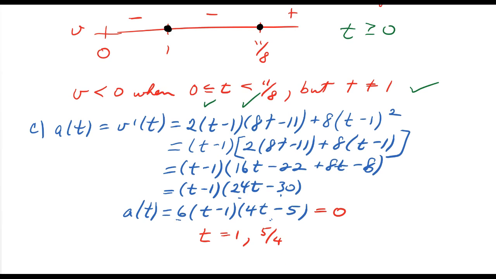Now, the question that we want to answer is, when is the particle moving to the left? In other words, when is the velocity negative? Well, at t equals 1, we know that the velocity is 0. But at t equals 5/4, that puts us up above here in this region, and the velocity is negative there. So we can say that the velocity at 5/4 is less than 0. And we've answered the question.